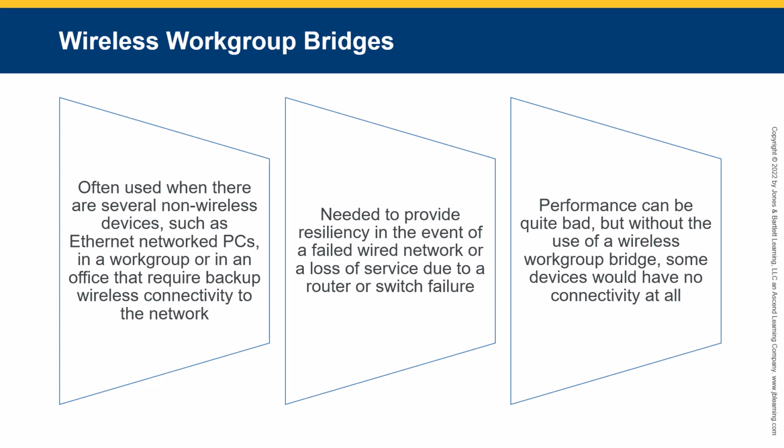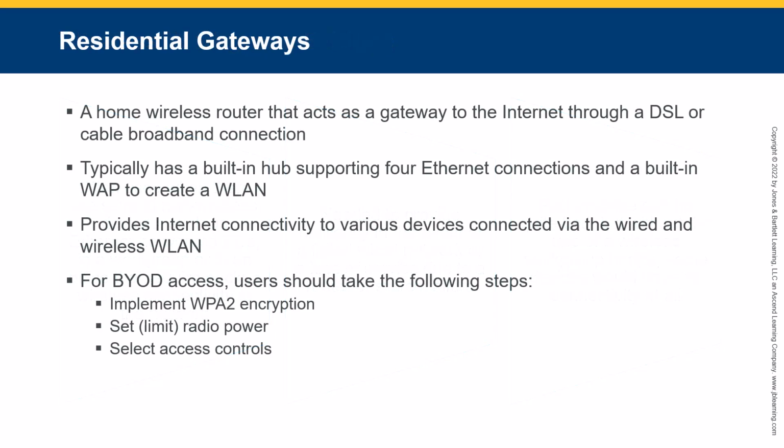So these are some common things for our network. Our residential gateway, basically if we're talking about home access. Home wireless routers will act as the gateway to the internet, whether it's DSL or cable broadband. We're going to have an all-in-one or SOHO type router. They typically will have a built-in hub supported for Ethernet connections and a built-in wireless access point for a wireless network. Again, our SOHOs are a router, switch, and wireless access point all rolled into one. They will provide the internet connectivity to various types of devices, but you are limited on what features they do have.